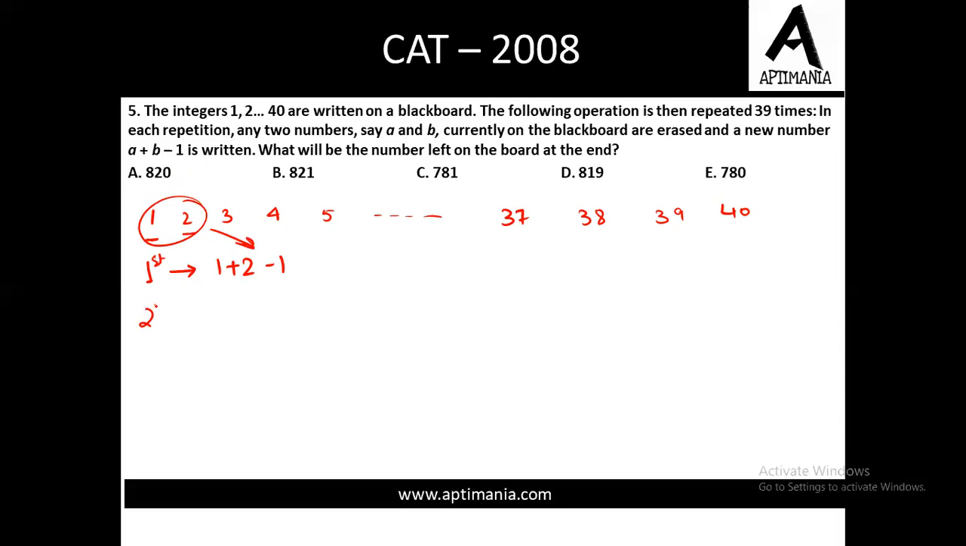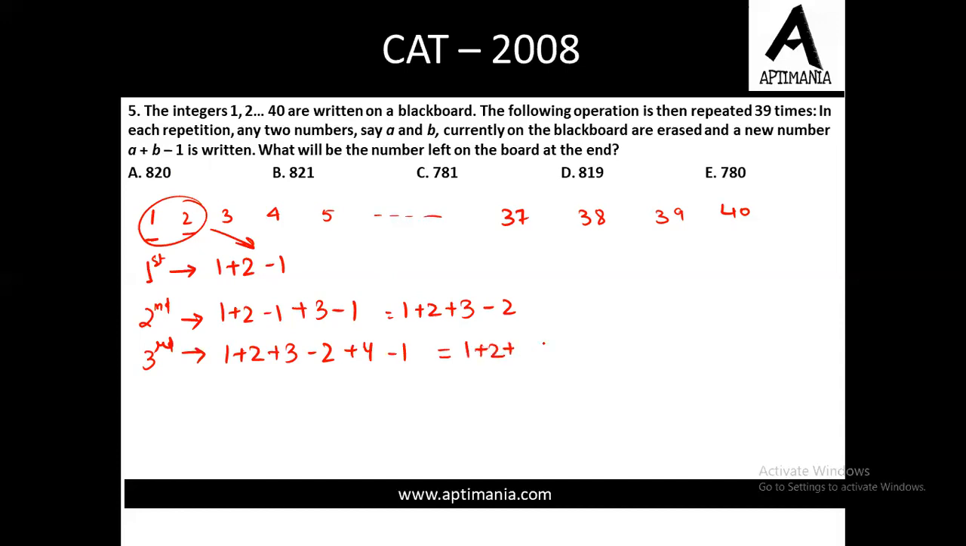I'll replace these two values by 1 plus 2 minus 1. After the second operation, this will be the first value 1 plus 2 minus 1, plus 3 minus 1. Ultimately this can be written as 1 plus 2 plus 3 minus 2, because the second operation was performed. For the third operation, we'll have 1 plus 2 plus 3 minus 2 as the first number. The second number is 4 and minus 1. This will be 1 plus 2 plus 3 plus 4 minus 3.